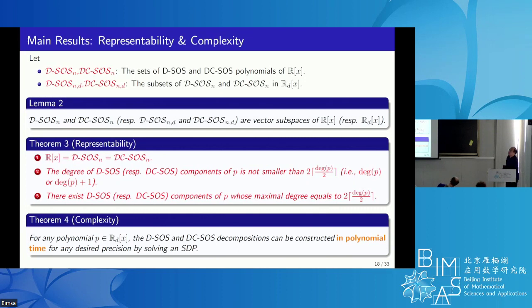What is the topological complexity of this algorithm? I don't quite understand your question. But in SCP, that is polynomial time. Okay, thank you. Maybe we can discuss later. More questions?